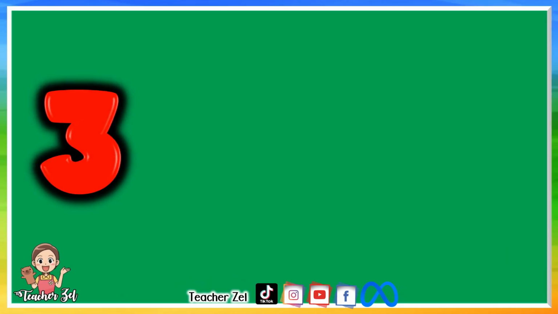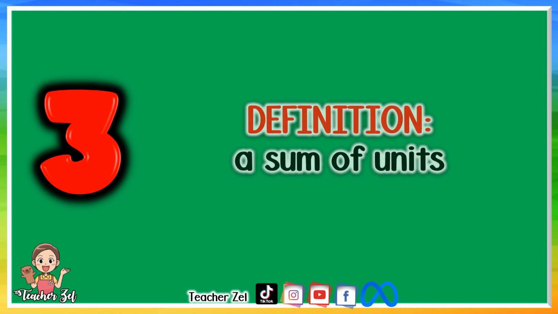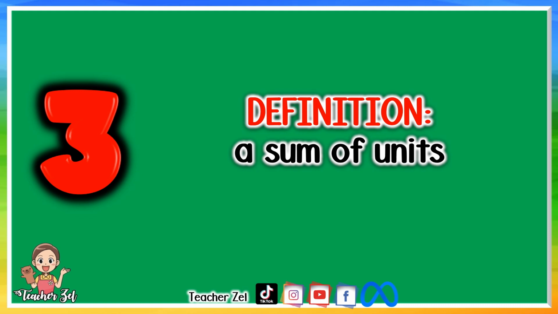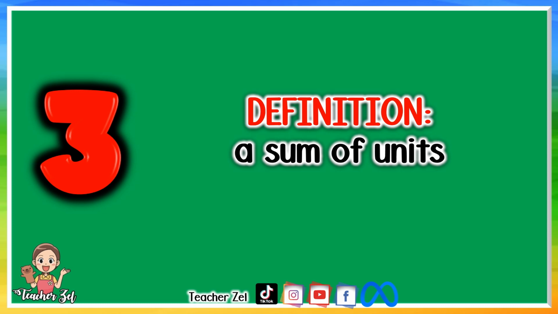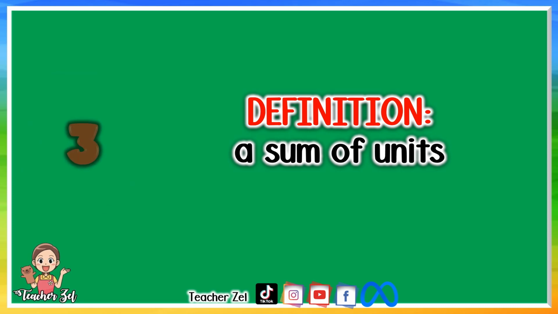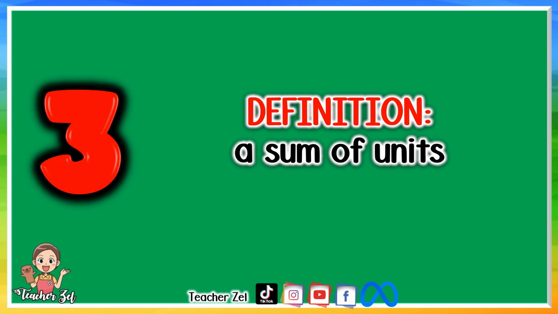Number 3, spell the word number. Definition: a sum of units. Number 3, spell number.